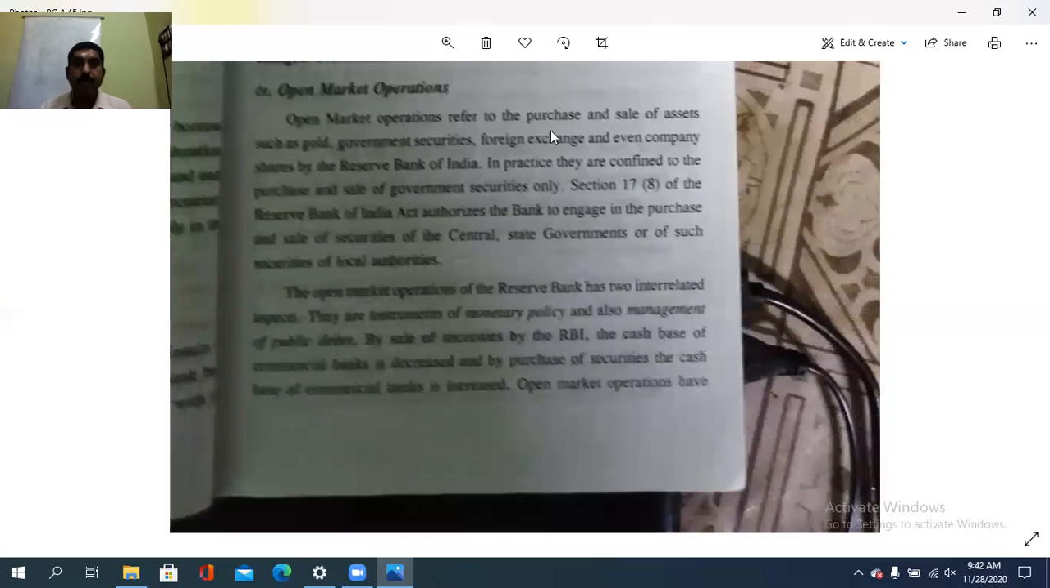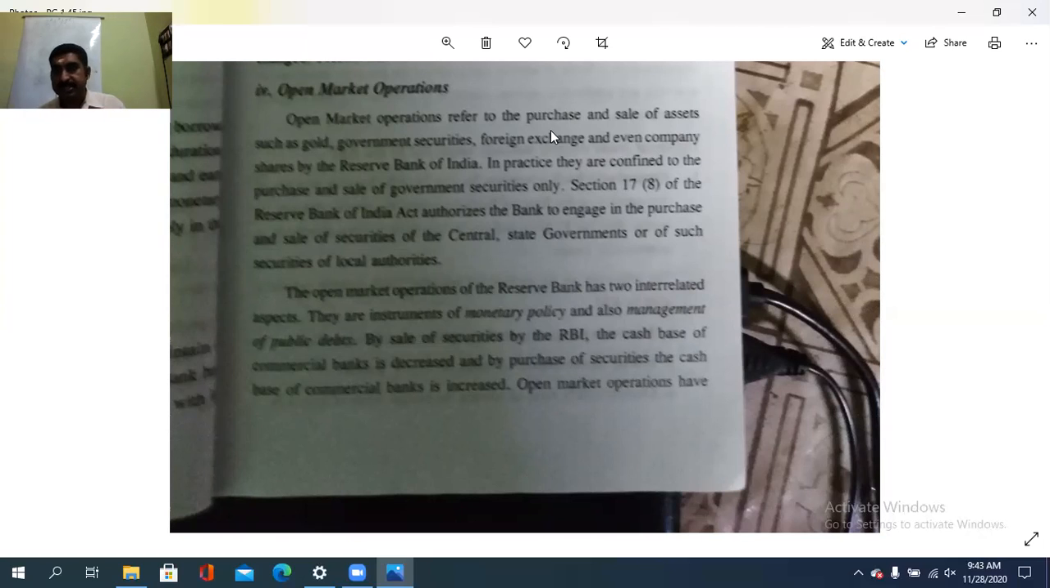Another one is the open market operation. What is it? The open market operation refers to the purchase and sale of assets such as gold, government security, foreign exchange, and even company shares by the RBI. So, what is that? In order to purchase and sale of the securities, or sorry, assets, ആസ്തികൾ, അതായത് ഗോൾഡ് ആകാം, ഗവൺമെന്റ് സെക്യൂരിറ്റീസ് ആകാം, ഫോറക്സ് ആകാം, ഈവൻ കമ്പനി ഷെയേഴ്സ് also by the Reserve Bank of India. അപ്പോൾ എന്തെല്ലാമാണ്?